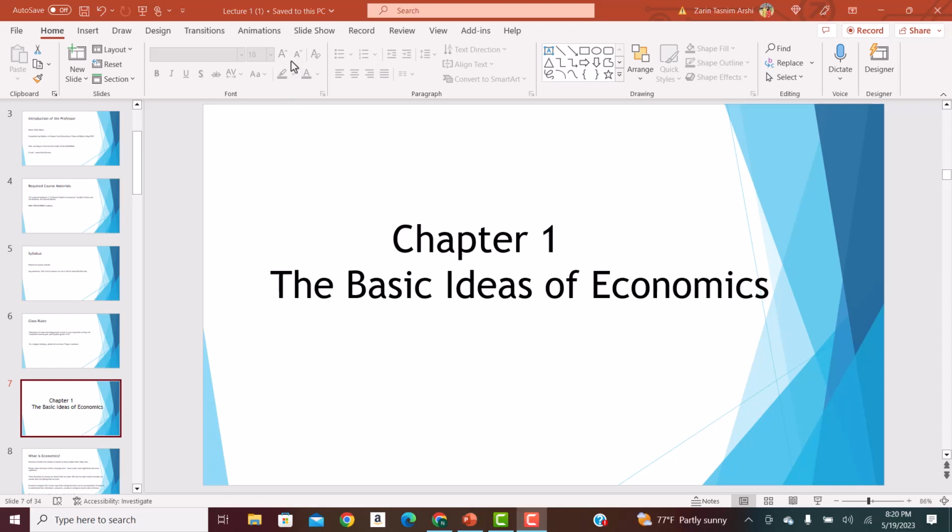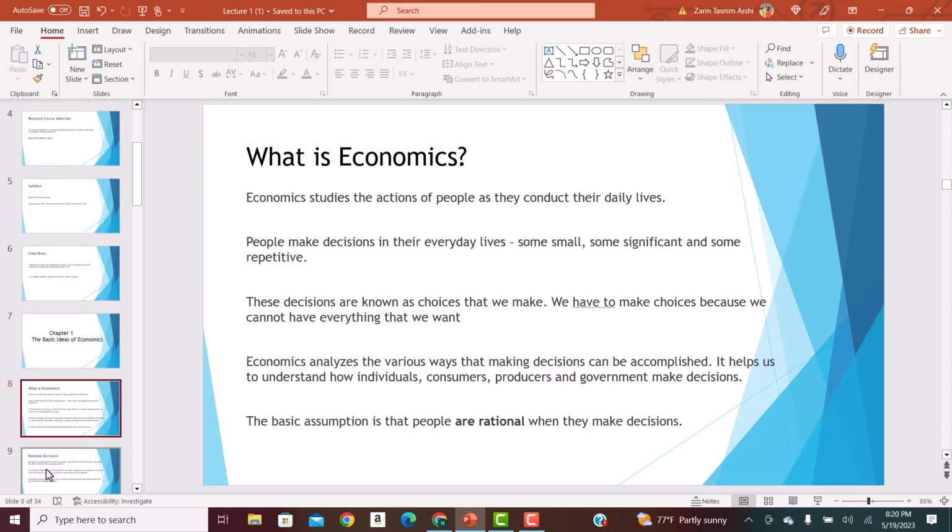So chapter 1 of your book is the basic ideas of economics, and that's what we're going to discuss in this lecture. So we're going to start off with discussing what is economics, right? This is the basic study. So we want to know first, as a definition, what economics means. Economics basically studies the actions of people as we conduct our daily lives, right?